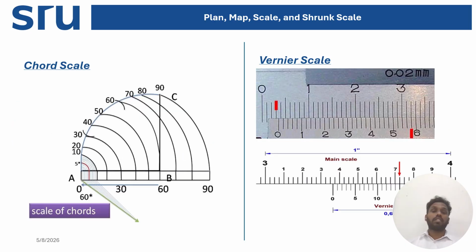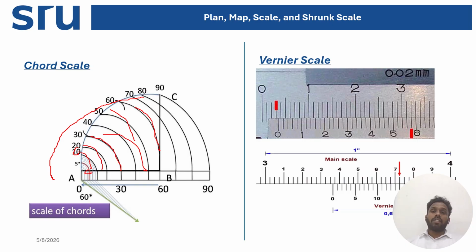The next one is a chord scale. A chord scale is used to find the distance of a chord or mark that chord onto your curve. For example, this is a point marked on a drawing. You have to measure the distance from 0 to 1. This has to be converted with the same diameter or chord distance. You can mark all the lines. To measure these lines, this is called a scale of chord.